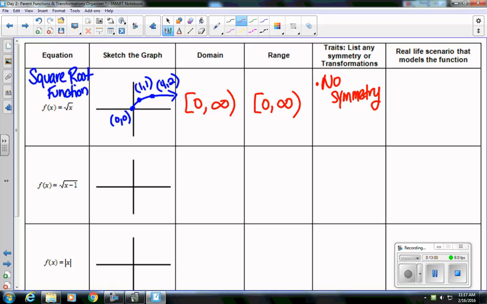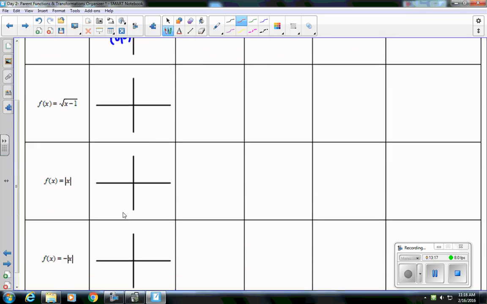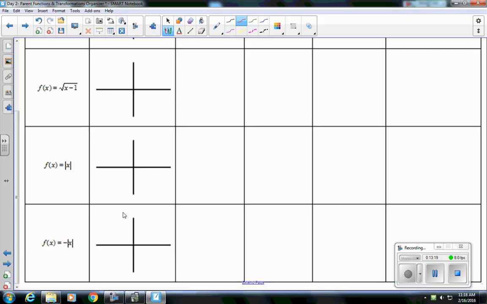The next function on your worksheet is f of x equals the square root of x minus 1. That one we're going to leave for you to do on your own. We're going to continue going through all of our parent functions. So our next function that we're going to look at together is f of x equals the absolute value of x. So this is our absolute value function.